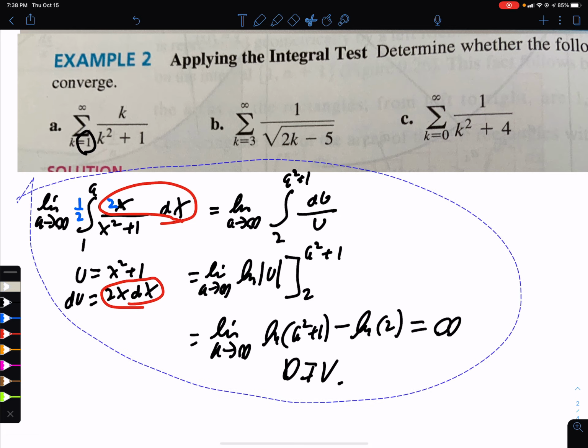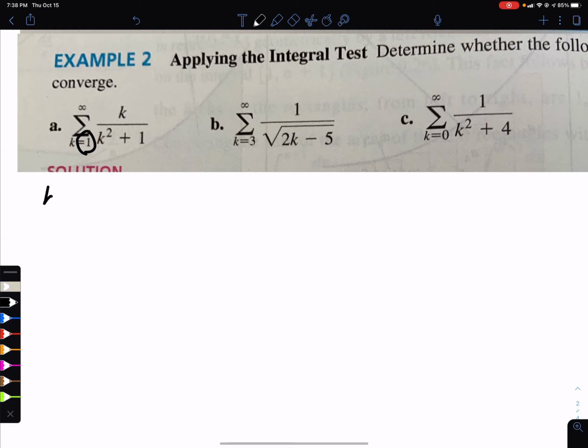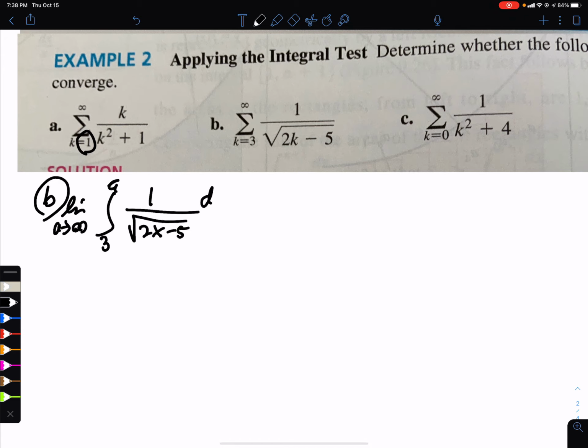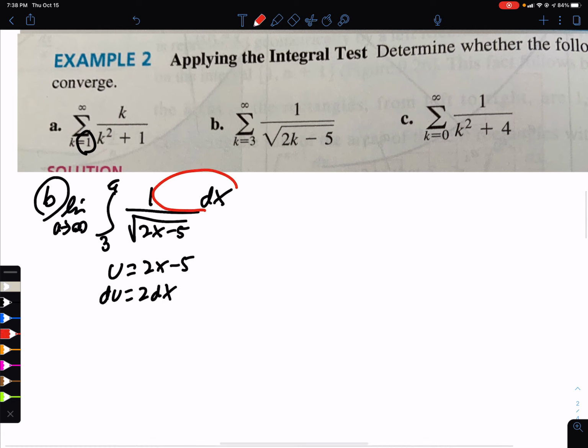Let me erase all this. And we're going to do letter B. And letter B again, you might notice, hey, I can integrate this. So you write this as 1 over square root. I'm going to do x's again. I just feel more comfortable with x's. You can do k's, dk's, and all that, but variables don't matter. It's a u sub again. U is the 2x minus 5. Du would be 2 dx. And I say to myself, do I have a 2 dx? No, I don't, but now I do.